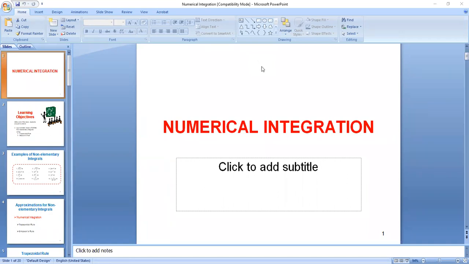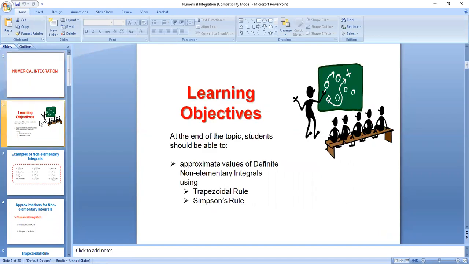So then there must be another tool or tools. There must be other tools that you can use. That way you can still evaluate the definite non-elementary integral. Okay. So what are our learning objectives for this particular topic?